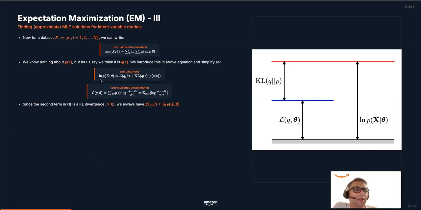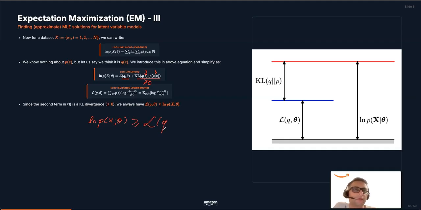So essentially, I have reformulated the equation for my log likelihood having a certain quantity and a KL divergence between a term that I don't know much about and a term that I have assumed. Okay. Now, with this, you know that this quantity is always going to be greater than or equal to 0, right? So what that means is that you always have this: your log likelihood is always greater than or equal to this.